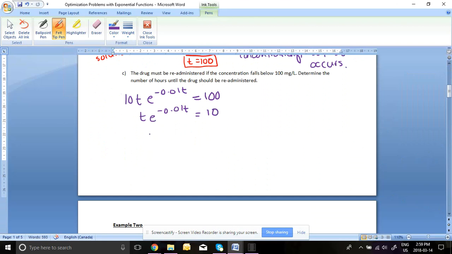Okay, so we can't solve this algebraically, unfortunately, since there is a t here in a place other than the exponent, okay? If we only had an unknown in the exponent, then we could actually do this. So we would need to solve graphically.